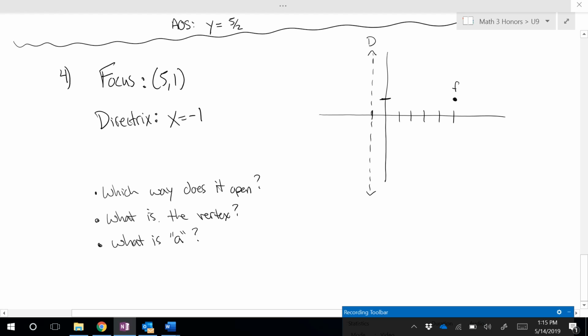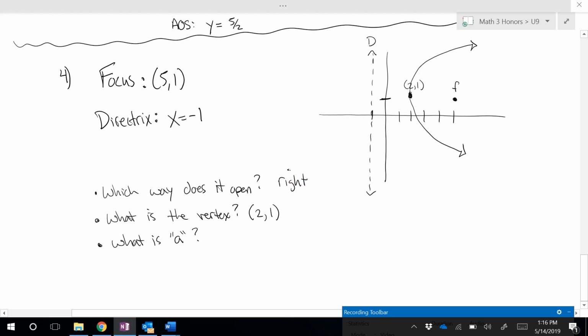So the vertex is going to be right in between the focus and the directrix. And we have the focus and the directrix, so where would that vertex be? Right there? 2, 1? Well, let's check. If you're at 2, 1, then you're a distance of 3 from your directrix. You're a distance also of 3 from your focus, so it is lined up, and it's right in between. So we got our vertex at 2, 1. Which way is this going to open? It always opens towards the focus. So it opens to the right.